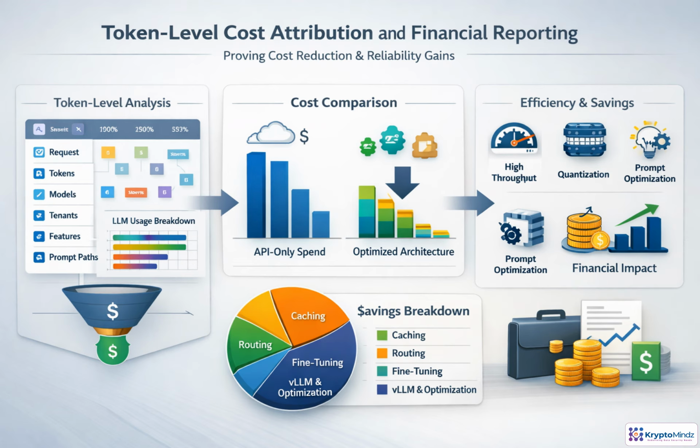LLM savings are easy to claim and hard to prove. In this lesson, we'll trace cost down to individual tokens, connect architecture choices to reliability, and turn observability data into financial reporting that both engineers and executives can trust.